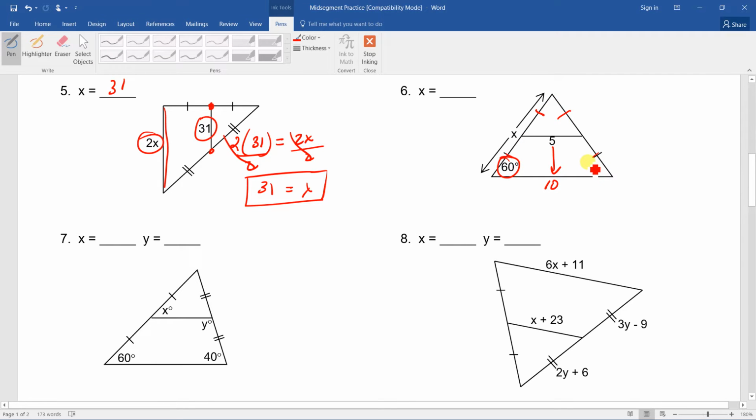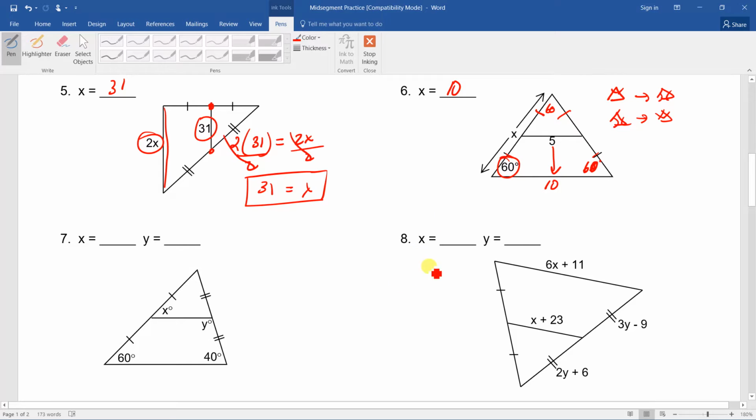This is an isosceles triangle, so this is 60 degrees over here also. That's because from the base angle theorem, if you remember, so that's the base angle theorem. If sides are congruent, then the opposite angles are congruent. The converse says that if the angles are congruent, the opposite sides are congruent. Okay, so we got that. And then you recognize this is an equilateral triangle, 60, 60, 60. So all sides are the same. So therefore x must be 10.